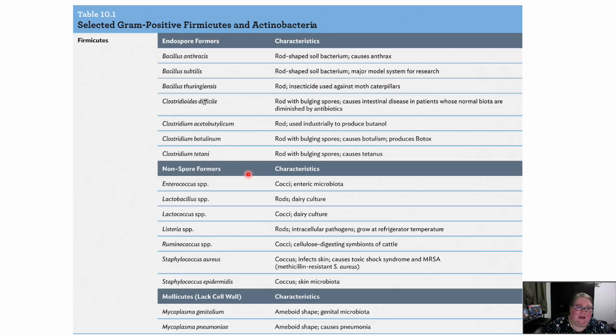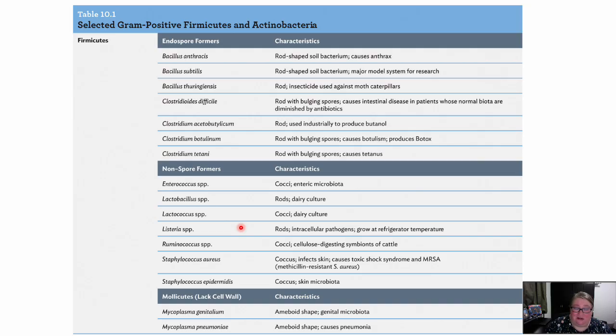Now we have the non-spore formers for the Firmicutes. This is going to be things like Lactobacillus and Lactococcus. Now, Lactobacillus and Lactococcus are used for dairy culturing. They're used to make yogurt and cheeses. In fact, Lactobacillus and Lactococcus are one of the main ones that are listed on your yogurt container. Okay, so they're good bacteria. We have Enterococcus. This is going to be an intestinal bacteria. We have Listeria. This is a pathogen.